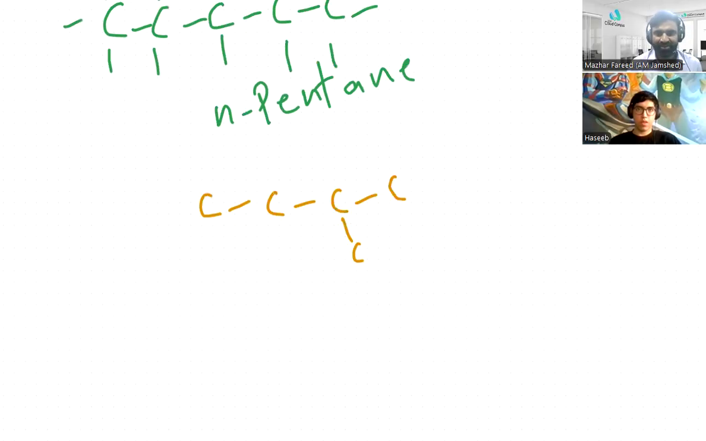So each carbon makes 4 bonds. So when there is one branch, its name will be iso. So there are 5 carbons, its name will be isopentane.